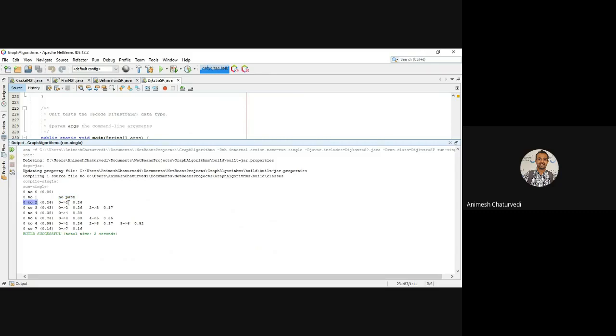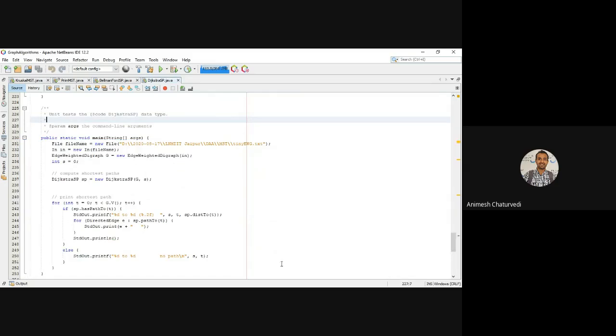So 0 to 2 it will take 0.26, 0 to 3 it will take 0.46, and how? 0 to 2 and then 2 to 3. When you add 0.17 with 0.26, it will give you what? 0.43. Similarly, 0 to 7, it's a different graph, so it's a different condition: 0 to 7 is directly connected with 0.16 weight. So this is what we can see in Dijkstra's algorithm.